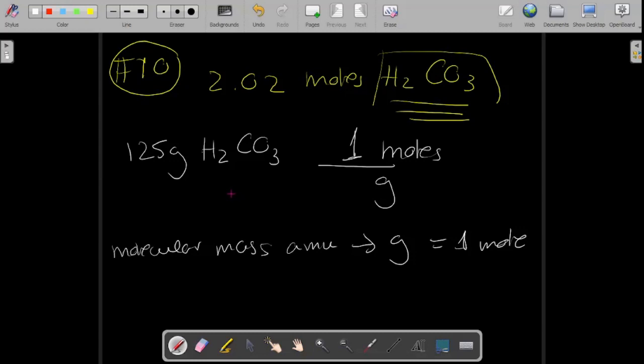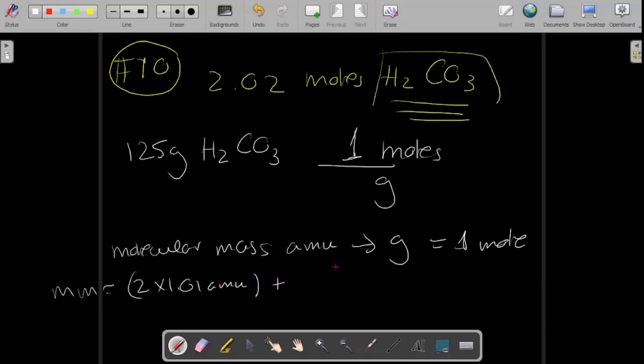I need to find the molecular mass first in AMUs, call it grams, and I'll know my conversion factor. Let's do that. So molecular mass, I'm going to put it just like this because I don't have a lot of room. I need to find my hydrogen that's in position 1. So position 1, I have 2 of them. The mass for a hydrogen is 1.01 AMUs.